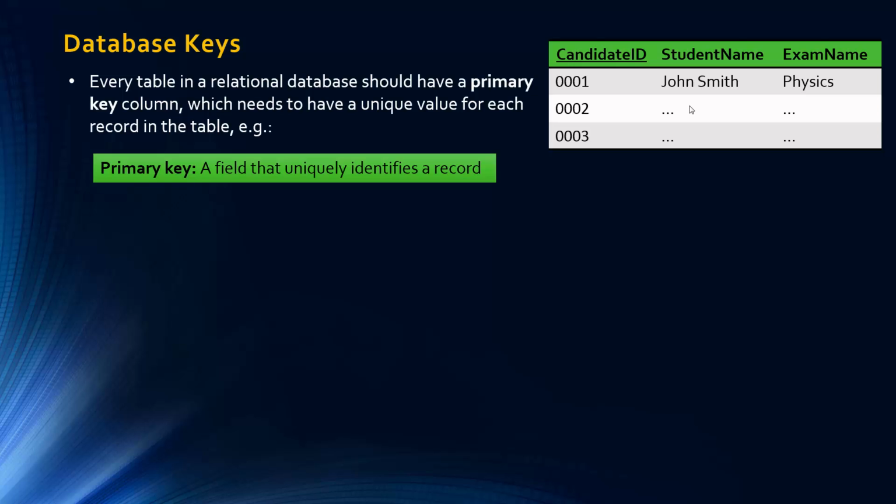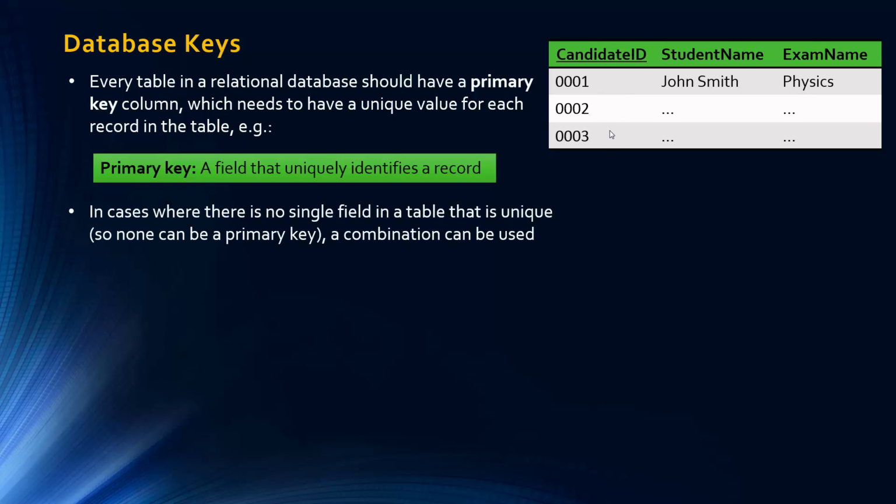You're not going to have a different person with the same candidate ID, because that would be a major issue, but you could have someone with the same name, especially if this was split up into first name and surname, and people are going to sit the same exam. So if it was a question, it'd be quite clear that this needs to be our primary key. There are going to be cases where there isn't a single field that is unique in a table, but you do need this primary key nature.